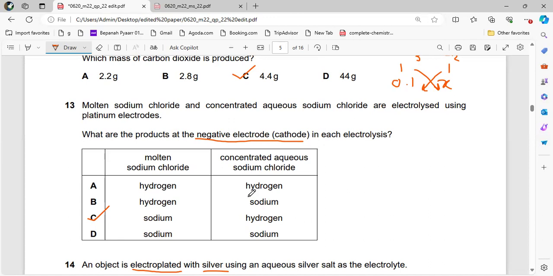So here in molten sodium chloride, sodium will be formed, and when it is a concentrated aqueous solution, instead of sodium, hydrogen is produced. As sodium is more reactive, it will stay in the solution. So hydrogen will be produced here. So option C is correct.